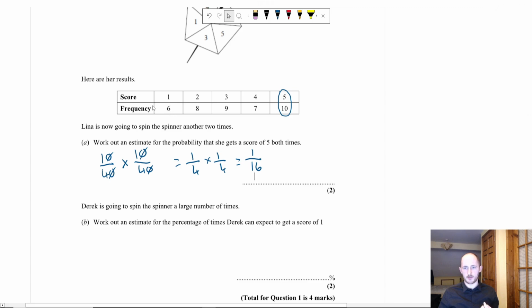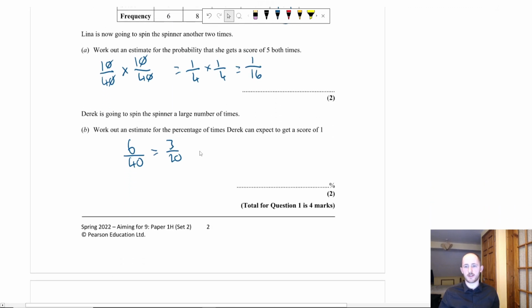So what I'm going to do is take the probability of getting a 1, so that's 6 out of the total 40. If I reduce that quickly, we can halve that, so it's 3 over 20. And then we're trying to turn that into a percentage, right? So you can either times by 100, that's one way to do it. If you're able to do that in your head, then well done, you can times by 100.